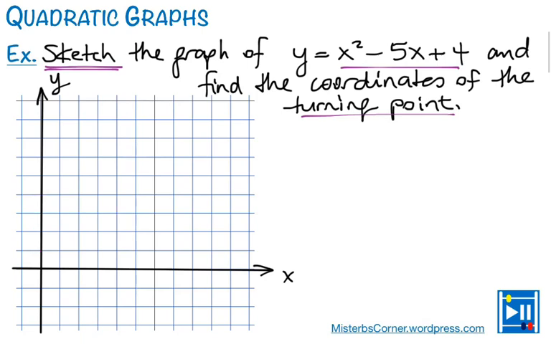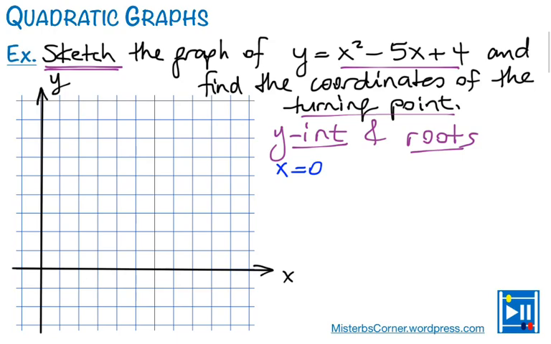So, to be able to sketch the graph, we need to find the y-intercept, meaning where the graph cuts the y-axis, and the roots of the equation x squared minus 5x plus 4 equals 0, which means where the graph cuts the x-axis, right?